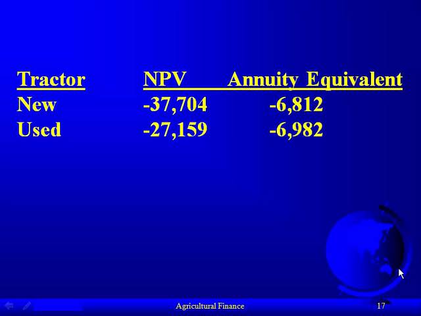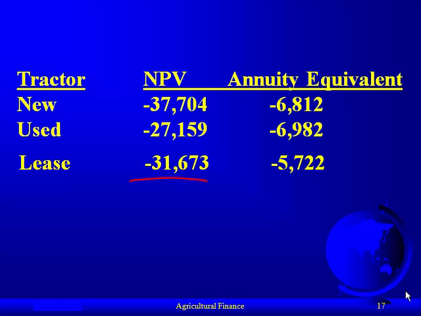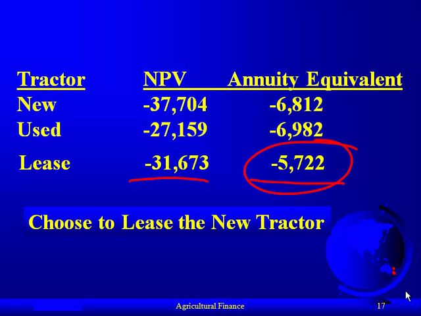So we set it up in our chart. This is a continuation of the annuity equivalent for the new and the used. Now we add the lease, where we have the net present value and the annuity equivalent. Now based on this new information, which do we choose? Which one has the least cost? And you can see that in this particular case, we choose to lease the new tractor.